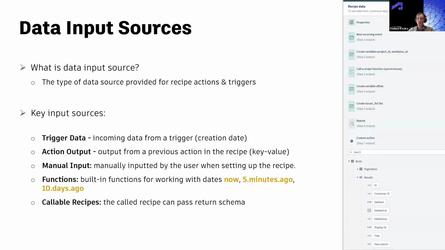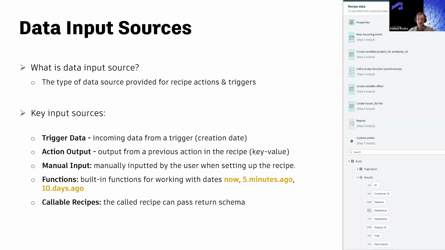So in the data input here, we have different types of data input. We can have trigger data, which is the data incoming from the trigger. Every recipe has a trigger when it starts, right? We can also have the action output. As we build different steps, as you see on the right-hand side, each step might have some output. And we can also use this output as an input for the next step.